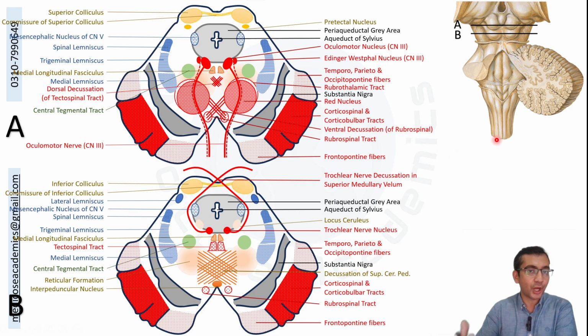So that's it. That's all the cross section anatomy of the midbrain. We have discussed the cross section anatomy of the brainstem in entirety. You can watch separate videos for the medulla oblongata and pons, and this video has covered the midbrain.